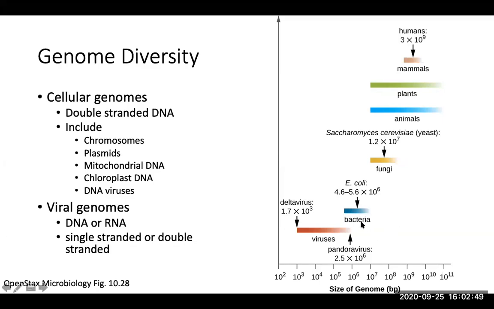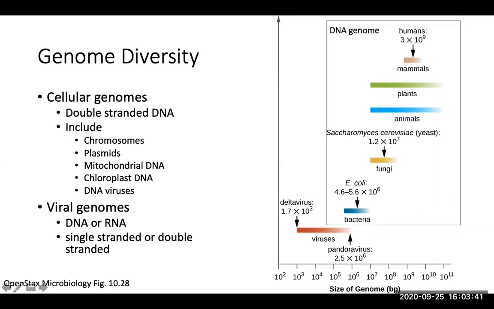And as we move up to bacteria, bacteria have larger genomes than viruses, fungi a little bit larger than that. And then when we get to these multicellular eukaryotes like animals and plants and mammals, these have some of the largest genomes, which kind of makes sense because they have more complexity. They have more different cell types that require more genes to create those phenotypes.